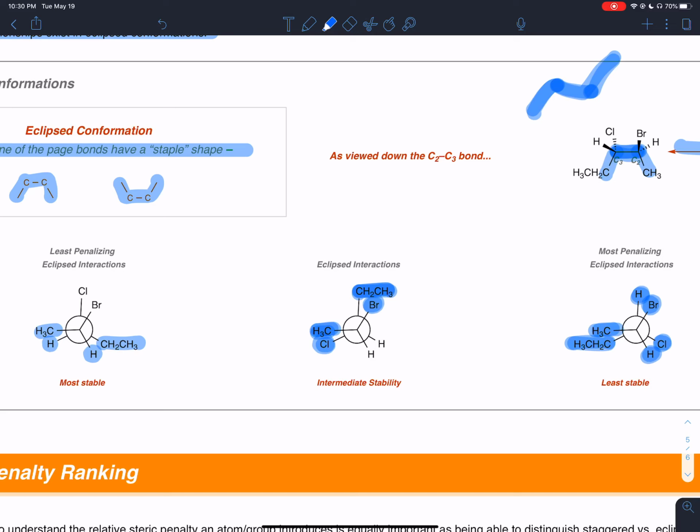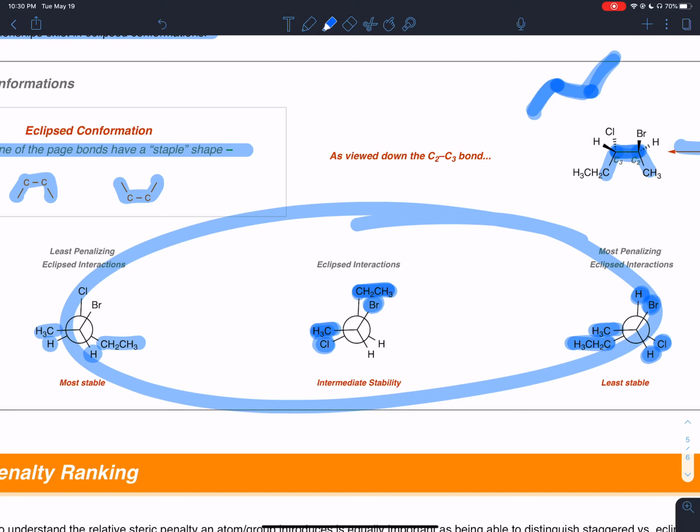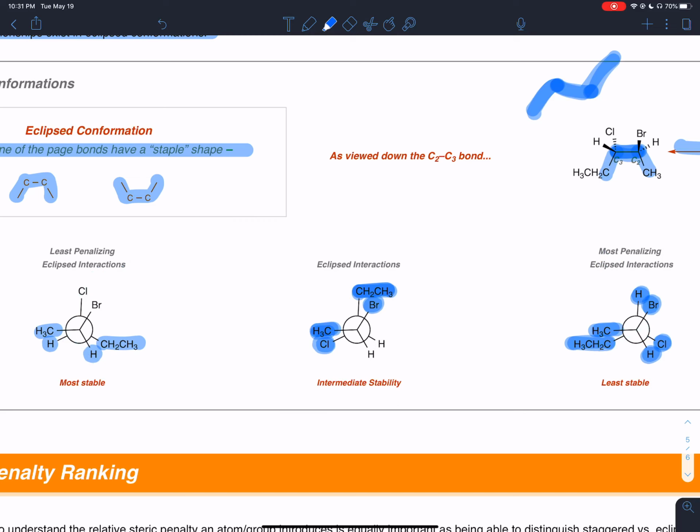So again, it's a matter of saying, what are the largest groups and what interactions are they having in each conformation, okay? Really important to consider the relative size of those groups and what interactions they are having with other steric groups in the molecule, okay? Remember, your eclipsed conformations will be higher in energy than your staggered. In the last video, we talked about looking at relative energies of staggered conformations. In this video, we've discussed relative steric penalty and how we look at that in a Newman projection of an eclipsed conformation.